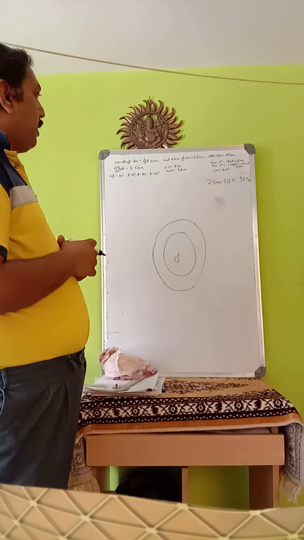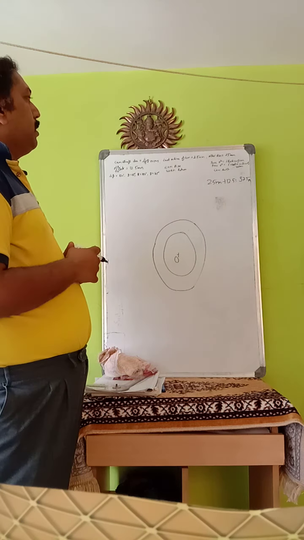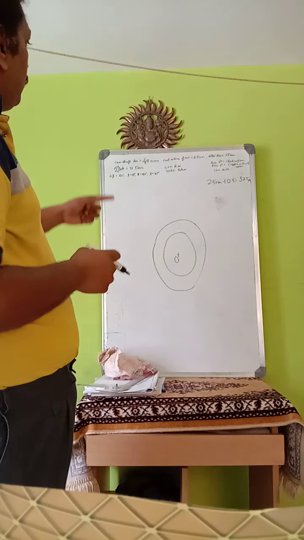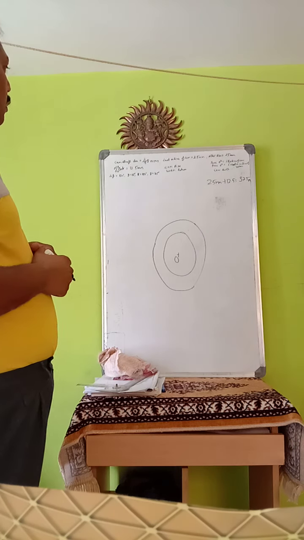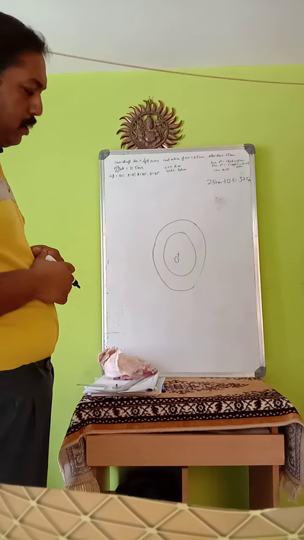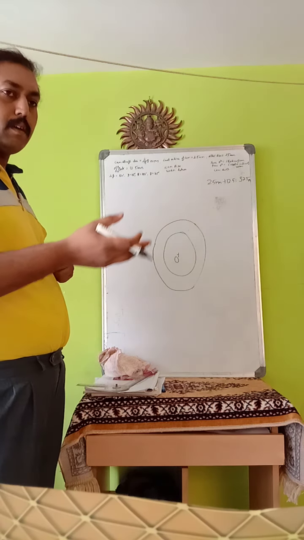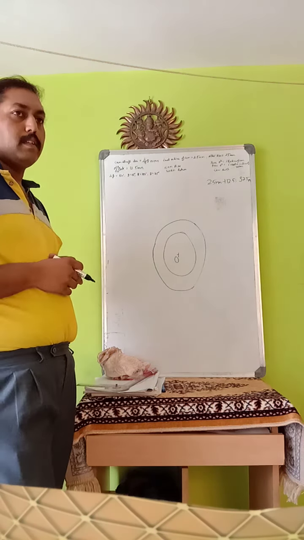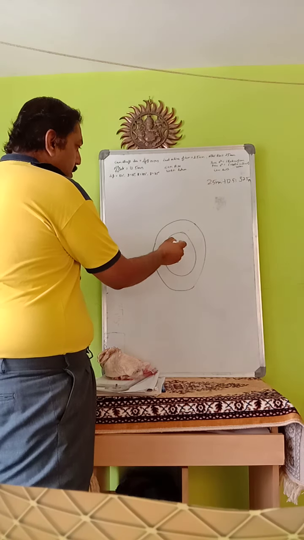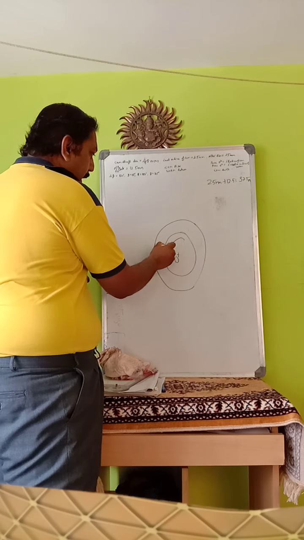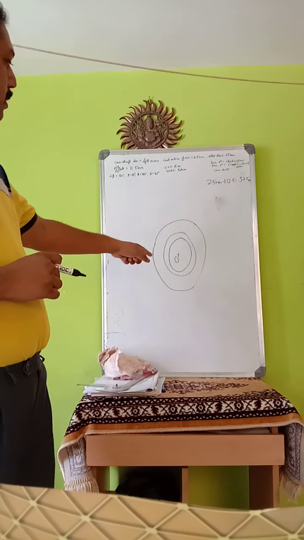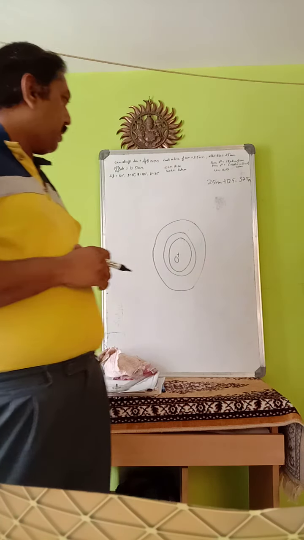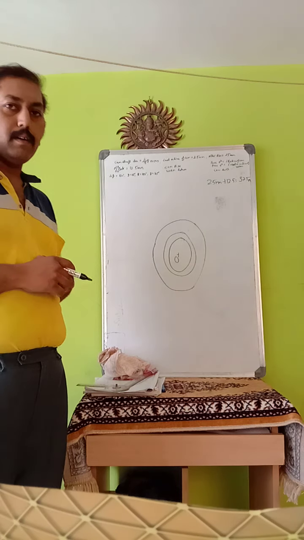Then again, the camshaft is given. The camshaft diameter is around 40 mm, which means the radius is 20 mm. So with the same center, at the center there is a camshaft with a 20 mm radius.